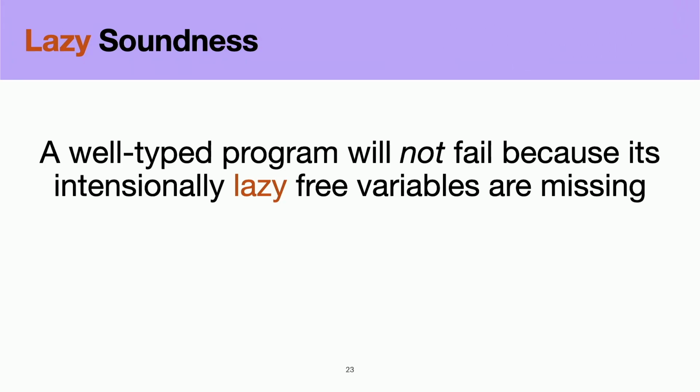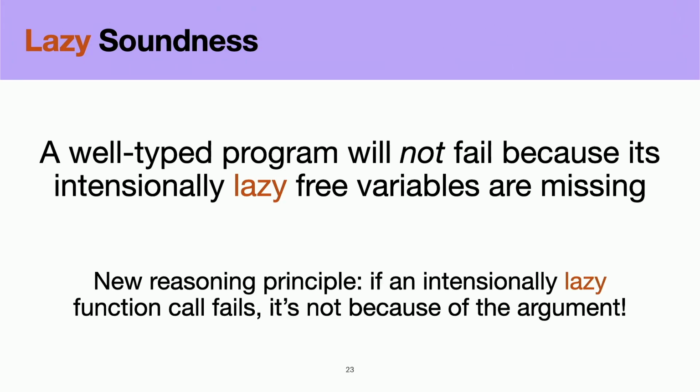And this gives us a new reasoning principle. It tells us that if an intentionally lazy function call does fail, it's necessarily not because of the argument. This is useful, say, to a hypothetical programmer debugging a failure in their intentionally lazy function, because they know that the source of that failure must be the body of the function. They don't need to go look at call sites, because the type system will tell them where the error must be coming from. And only intentional laziness is strong enough to guarantee this.